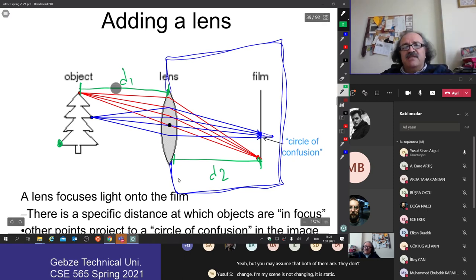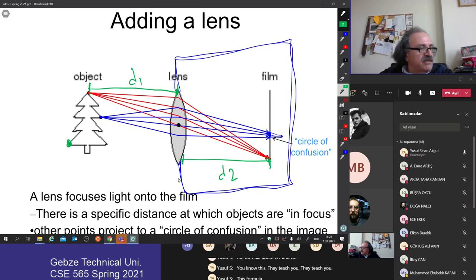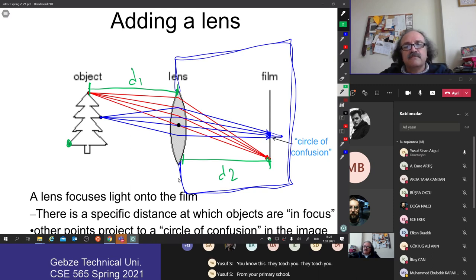What I say here is that D1 is related to D2. Okay, tell me the formula about D1 and D2. You know this, they teach you this formula from your primary school. They teach you this formula and you never know where you're going to use it, and in your life, this is the first time you need that formula and you don't remember it? Thin lens law. Do you remember it? Thin lens law.